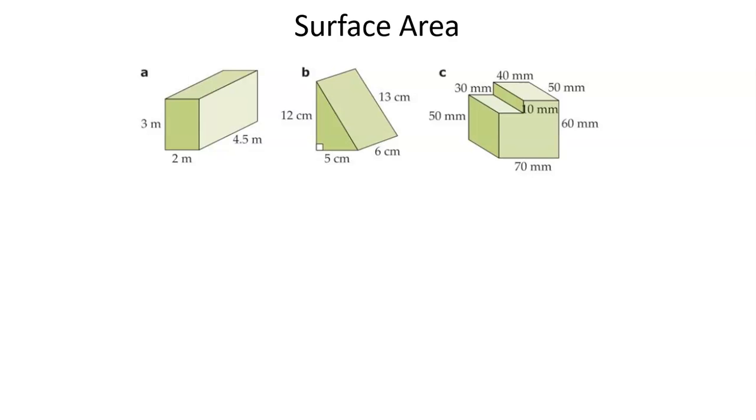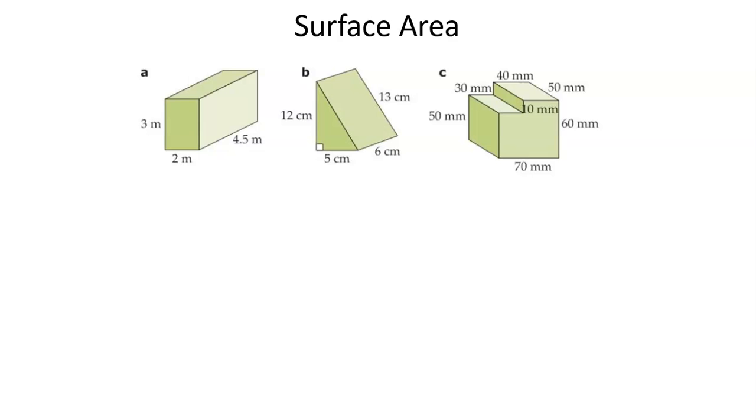Hello, and this time we're looking at surface area. And the key about surface area is just to work out areas and then add them all up. So you work out the area of each face around your shape, around your solid, and then the total surface area is just adding all those things up.